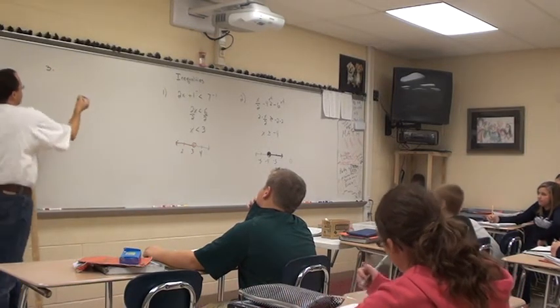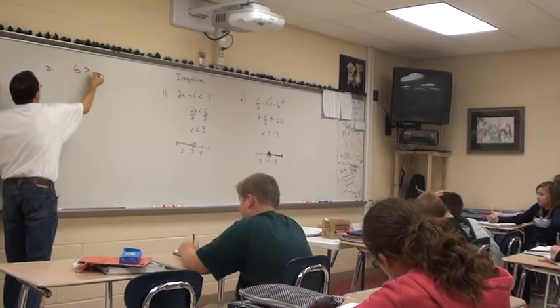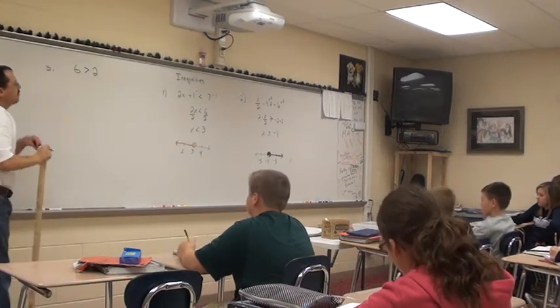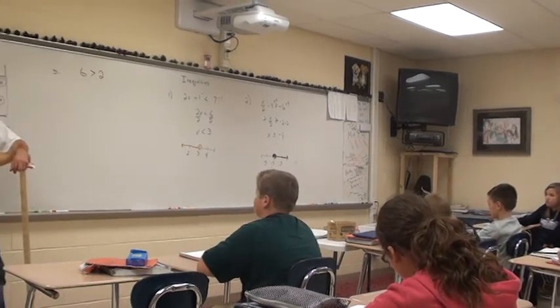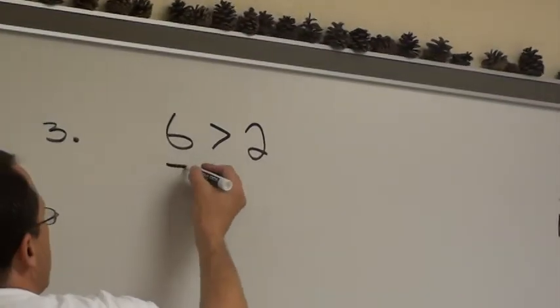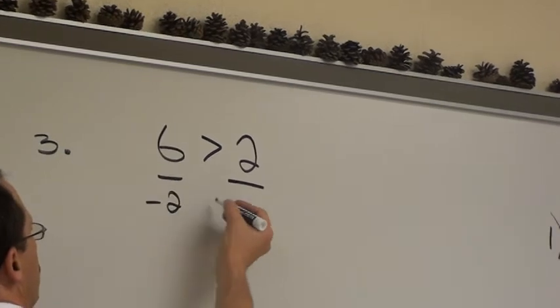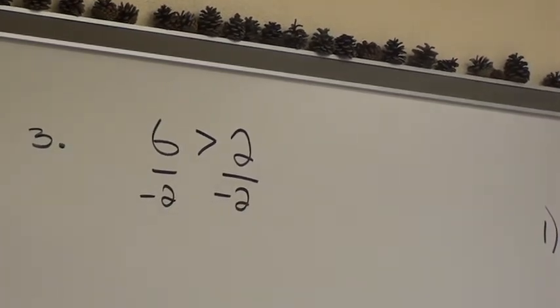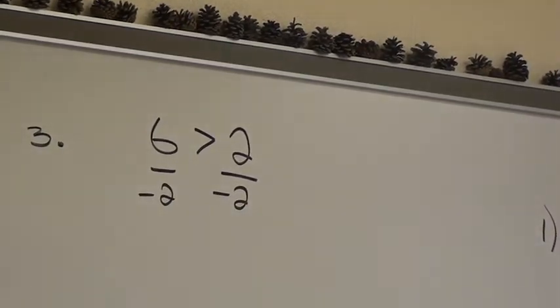3 says this. Is that true or false? True. That's true. Okay, now I'm going to divide both sides by -2. Am I allowed to do that? Yeah, as long as it's the same thing.